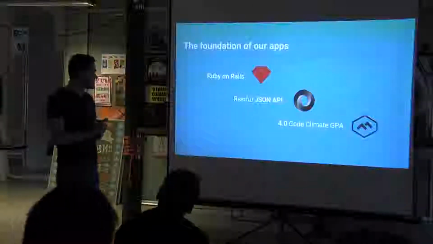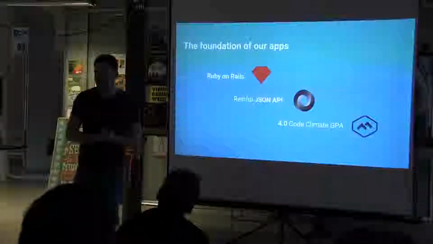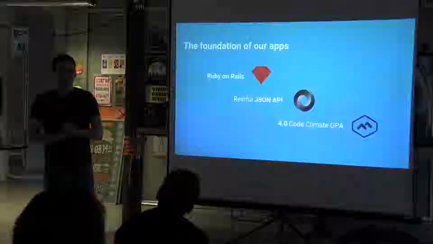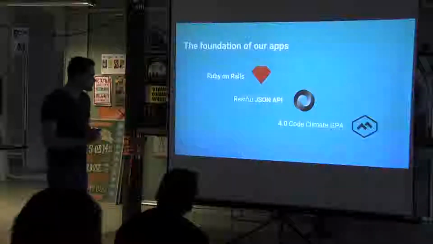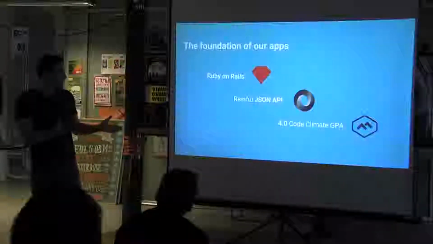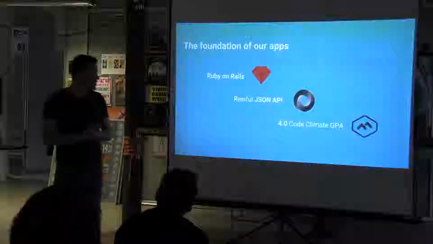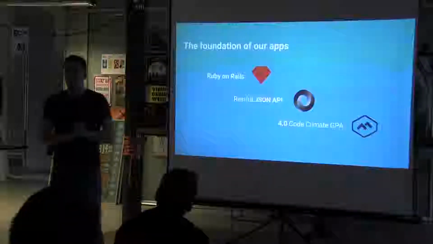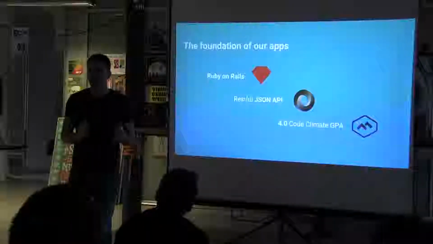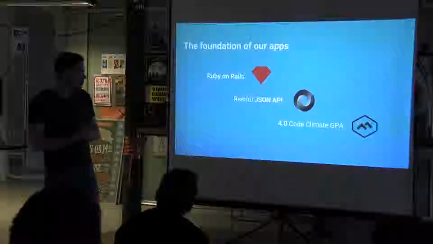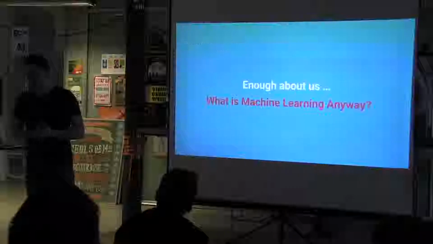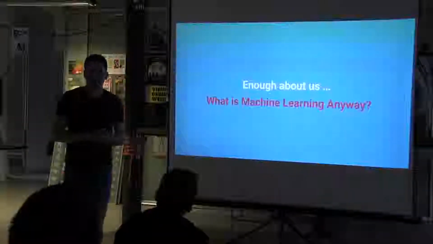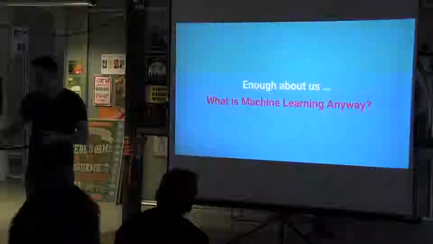Our backend is built on Ruby on Rails, so that's why we're here. We have 5 people working on backend. We use a JSON API for every app. And our backend team likes to brag that they have a 4.0 GPA. So enough about us, and let's go to machine learning.